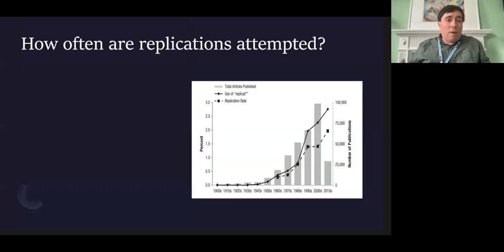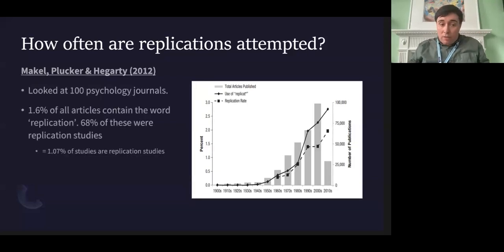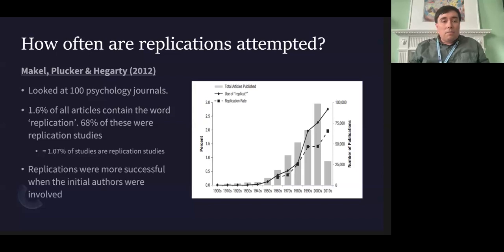How often are replications attempted? It might not surprise you that it's not that often. This is a paper that used the entire publication history of 100 psychology journals. It's a little old now. I'm sure there'll be more replications in the last 10 years. They found that 1.6% of all articles used the word replication. About two-thirds of those were actual replication studies. Replications were found to be more successful when the initial authors were involved. But it still comes back to a key disagreement in the field that they talk about in this paper: when is something replicated?